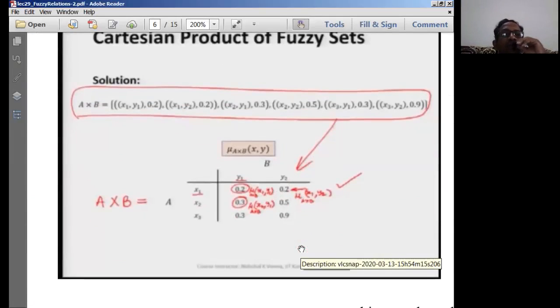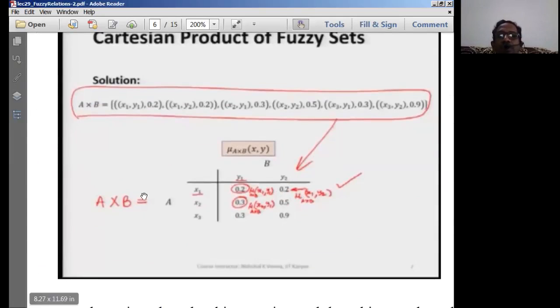And in terms of matrix, what we can write, A is going to be one of the fuzzy set, B is another fuzzy set. Now x1, x2, x3 are the members of fuzzy set A, and y1, y2 are the members of fuzzy set B. Now x1, y1 is 0.2. Similarly, x1, y2 is also 0.2. So then x2, y1 is 0.3. Similarly, x2, y2 relation is 0.5. x3, y1 is 0.3 relationship. And x3, y2 relationship is 0.5.